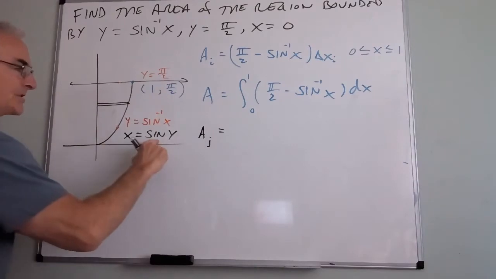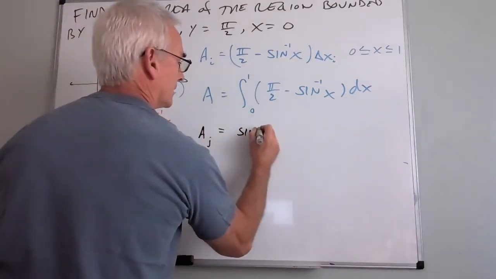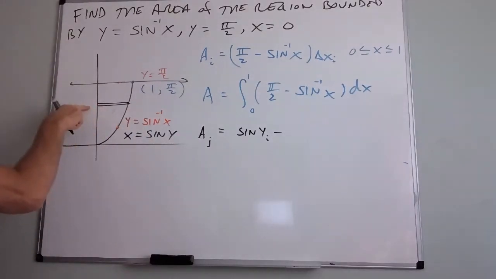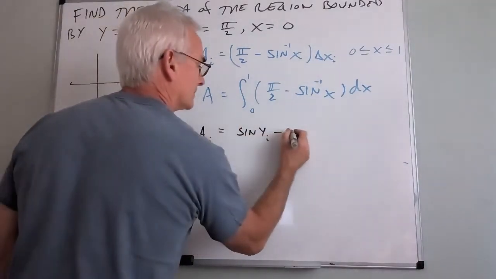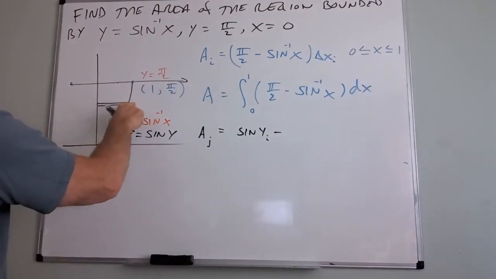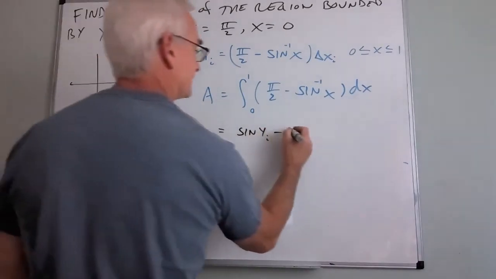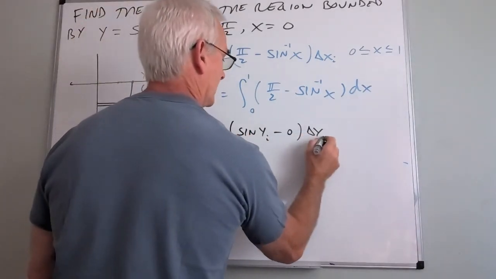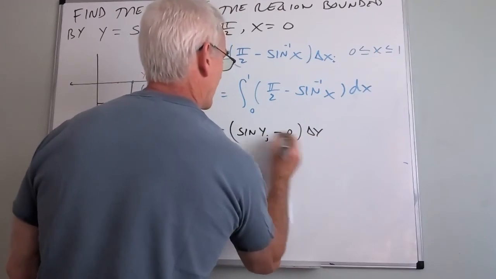Right curve, which is sine y, minus left curve, which is technically 0, right? Remember, this is x equals sine y, this is x equals 0. I'll go ahead and write the 0 just so we don't lose it. Delta y, sorry, that was a j, not an i.